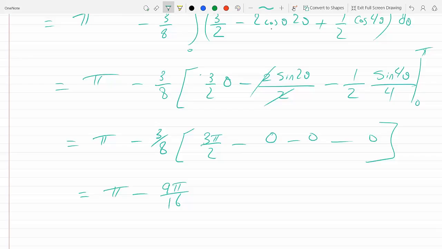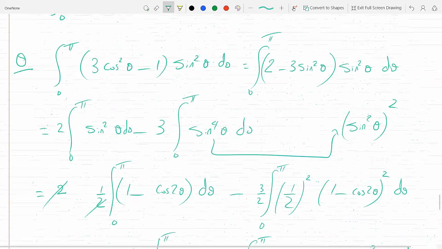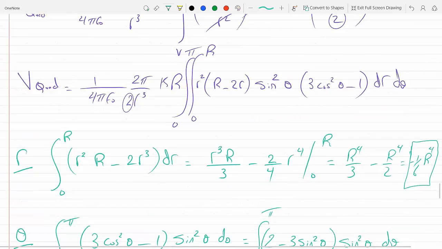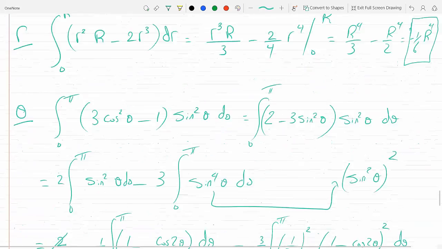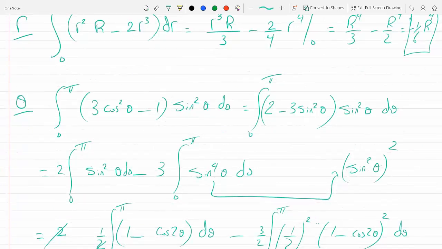is 7 pi. Wait, minus 9 pi is 16, 16 minus 9 is 7. 7 pi over 16. Let me see the calculator. Let me confirm this answer on the calculator. What was the answer? Wasn't an integral. This was 0.